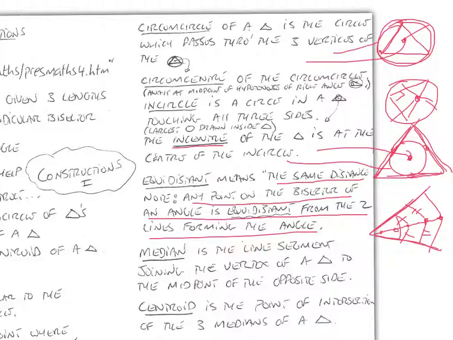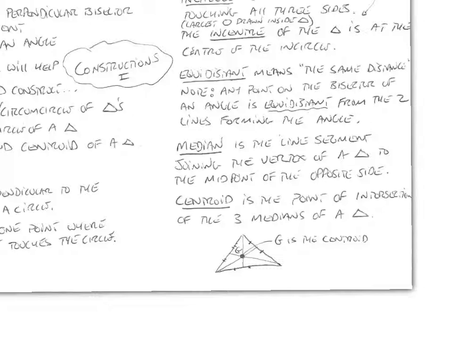And then we met the median. The median is the line segment joining the vertex of a triangle, like this vertex here, to the midpoint of the opposite side. So this is a median, this is a median, and this is a median. And the centroid of a triangle is the point of intersection of the three medians. So if I had three medians drawn, and this was point G, G is the centroid of the triangle.